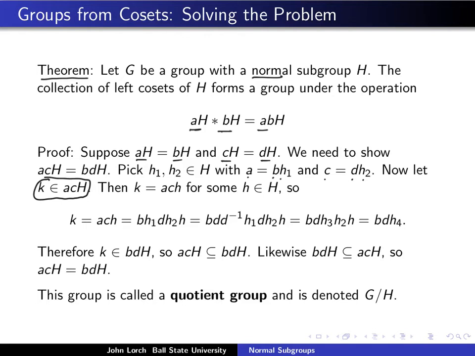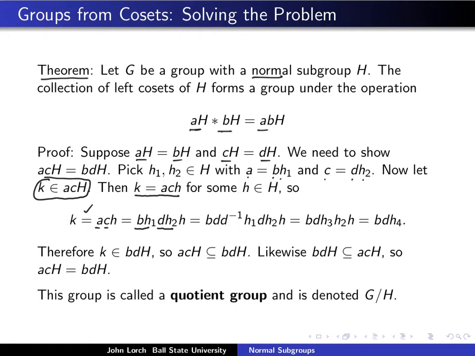So anyway, if little k is in acH, then k can be written as a times c times some little h, where little h is in capital H. And that's going to lead to this chain of equations. So we already know that k is ac times little h. But remember, a and c we have been able to express as bh1 and dh2, respectively. So we make those substitutions.